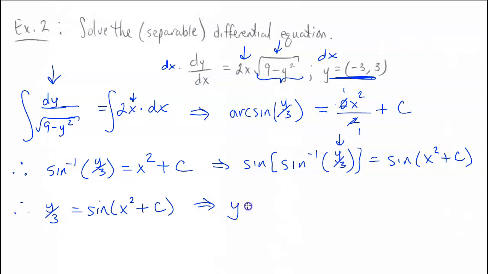And then from there, we just multiply both sides by 3. And we see that our function y is just going to be a function of x, and that function is going to be 3 times sine of x squared plus c. And that will be our final answer. And of course, our y values here will be in between -3 and 3.